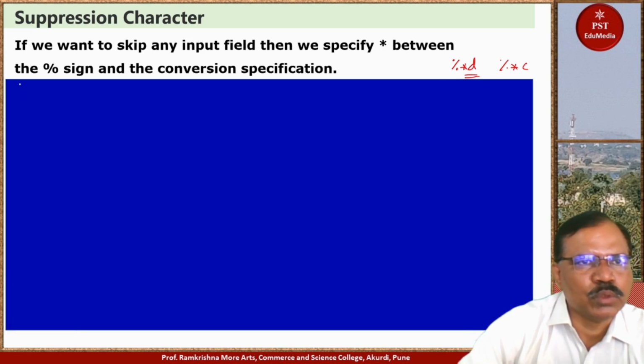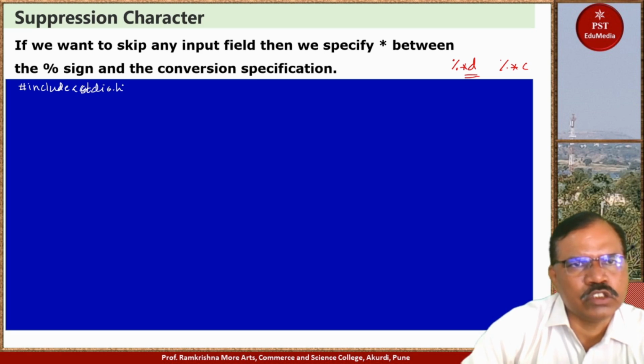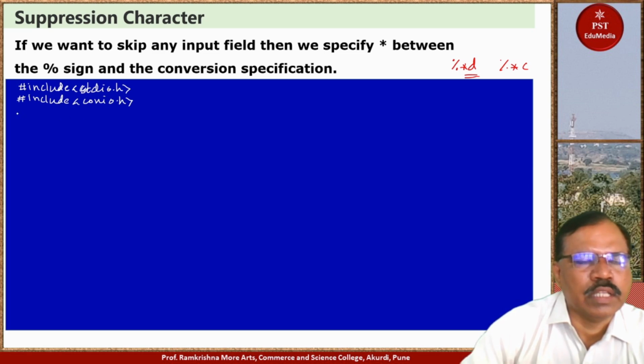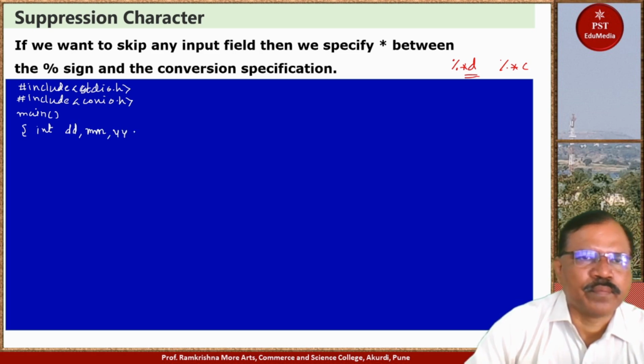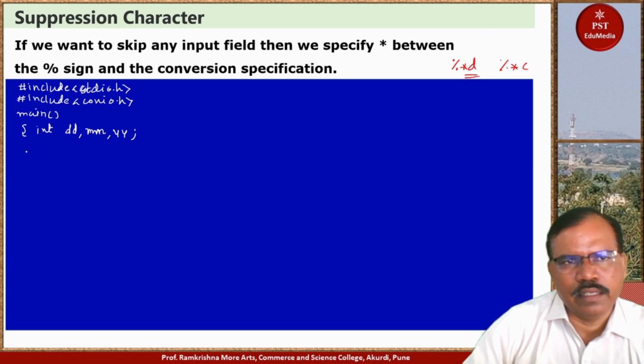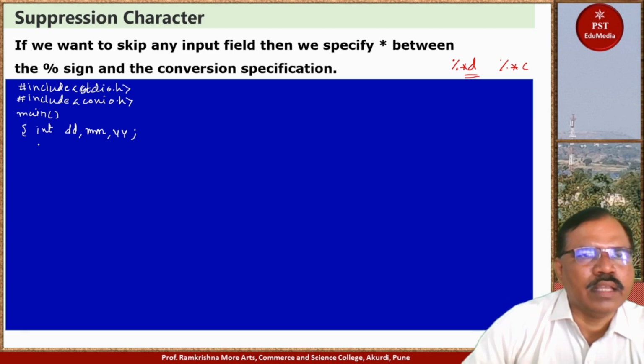For example, if we take a simple program, suppose we have here #include <stdio.h>, #include <conio.h>, then we will take main. Then I will take int, suppose dd, mm and yy. These are the three integers I have taken. Then I will take clrscr.